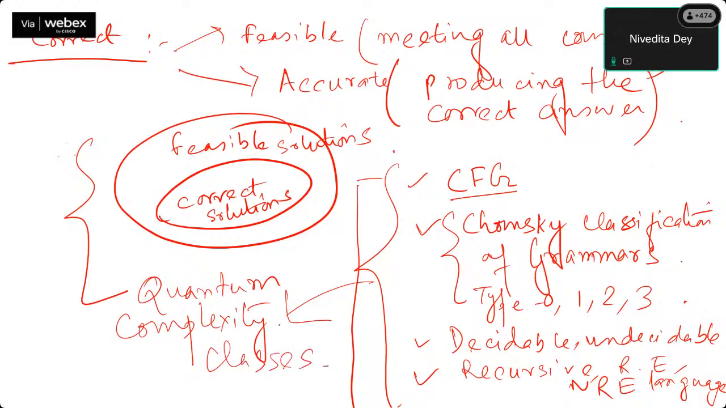Everything needs to be backed up by the why, then what. So for that, we have to understand this part, and whatever we have covered in today's class plus this one, then we can enter into quantum complexity classes. Okay.